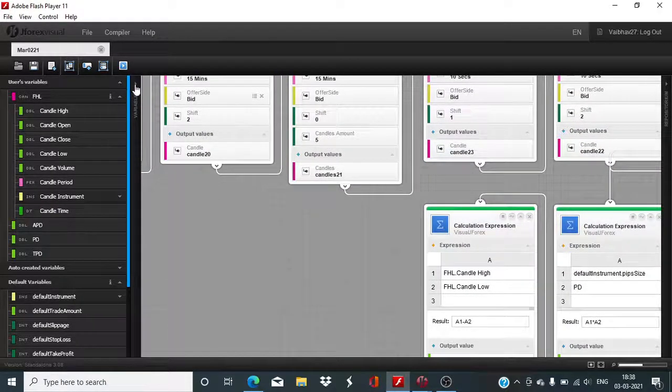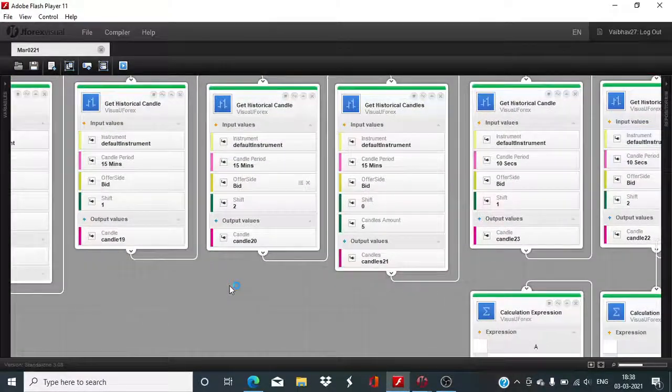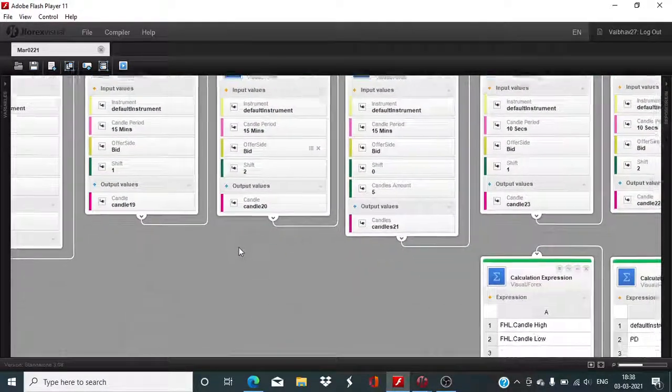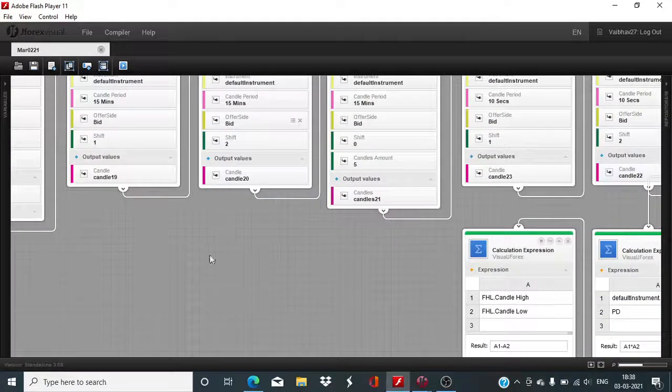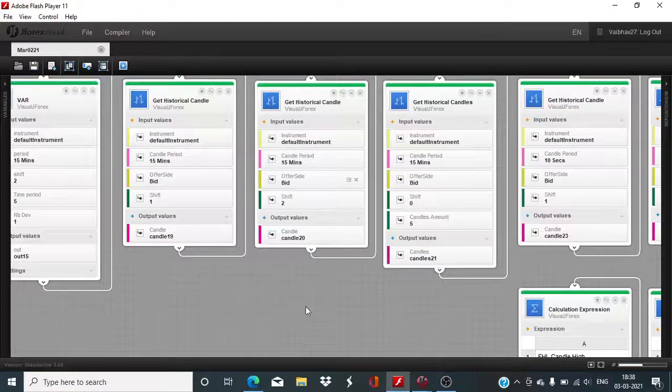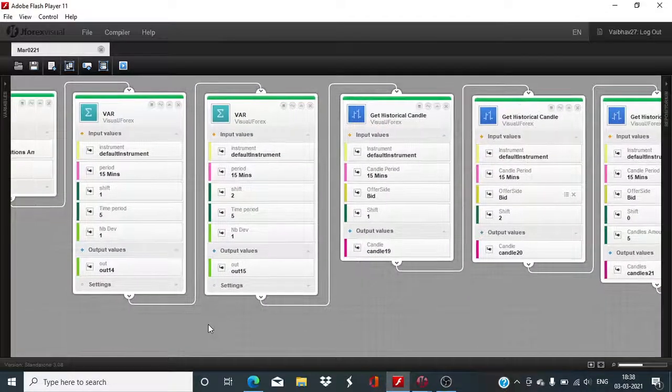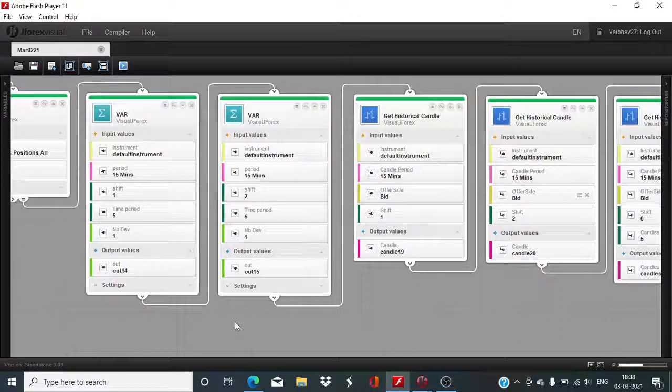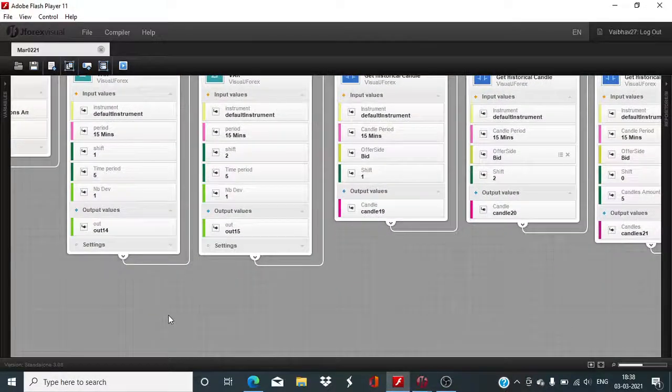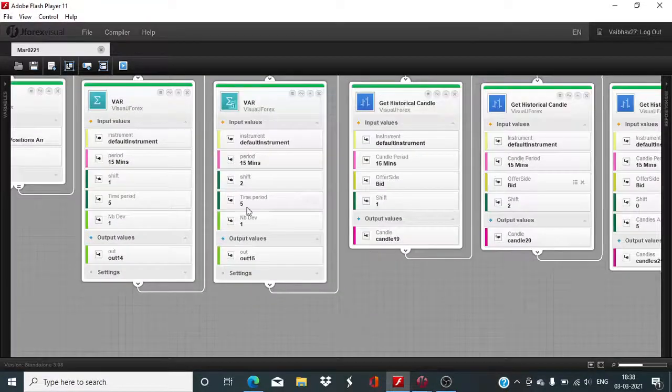And apart from that, we won't be using many conditions. Then we will simply want that this value of variance should double at least compared to the prior value. So we will be comparing these two output values, and to define the multiplication we will have to use twice of this prior value and then compare that value with this out 14, which is the variance of last 15-minute candle.